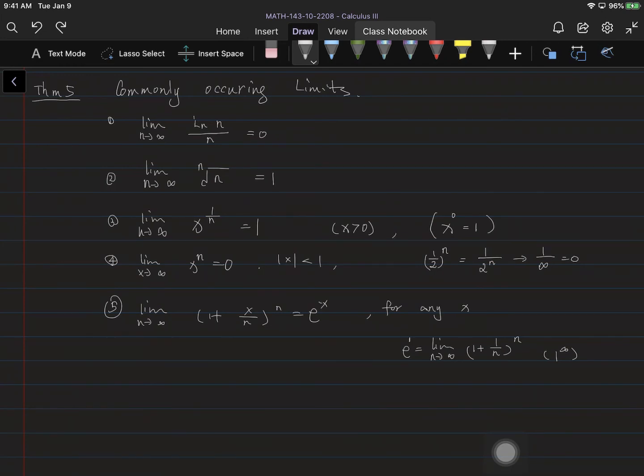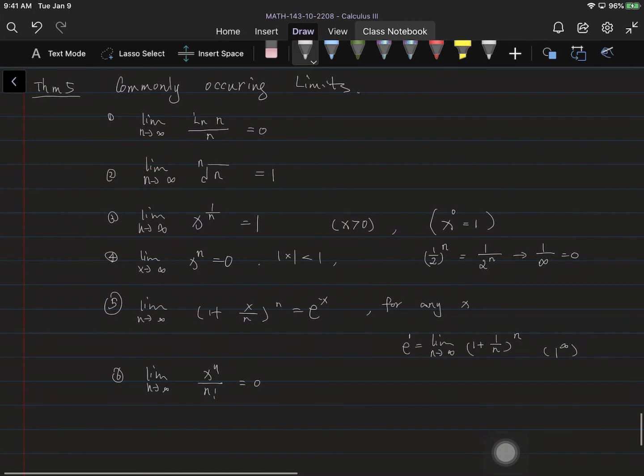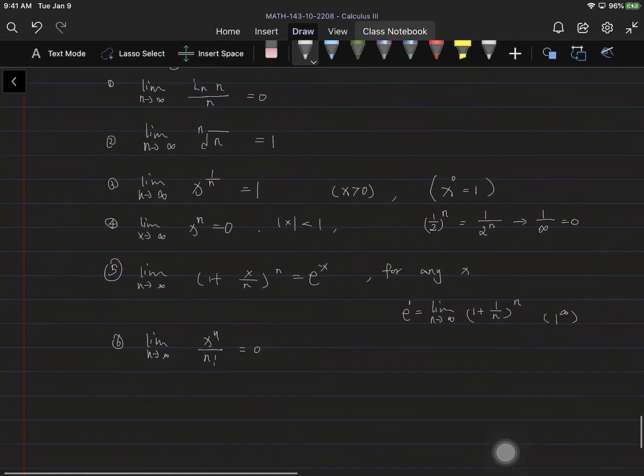Okay. The last one, the limit as n goes to infinity of x to the n over n factorial equals 0. Okay, that just means n factorial goes to infinity faster than x to the n. So it's a matter of which one goes to infinity faster. You can use them as formulas. You don't need to memorize all those things. Commonly used limits, you can use them in the quiz.